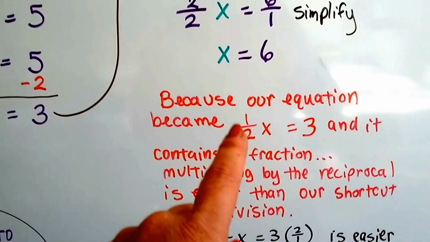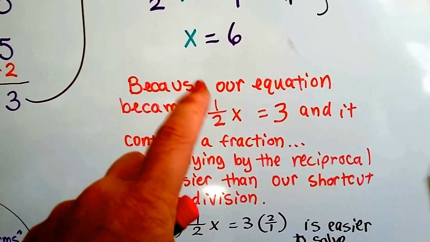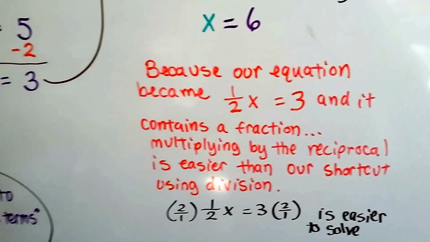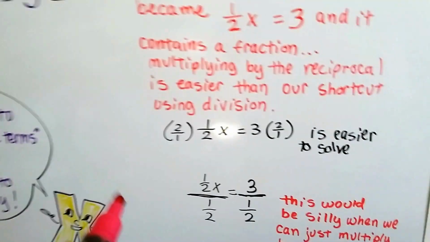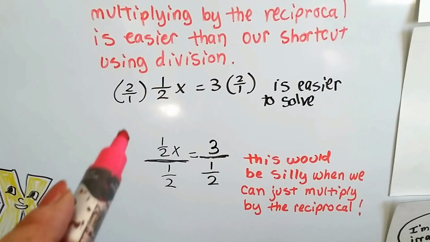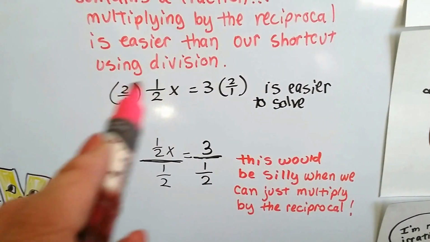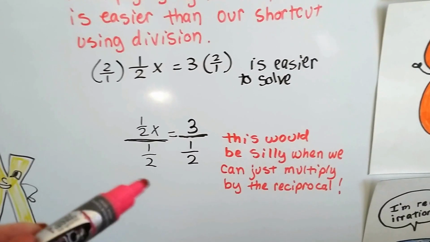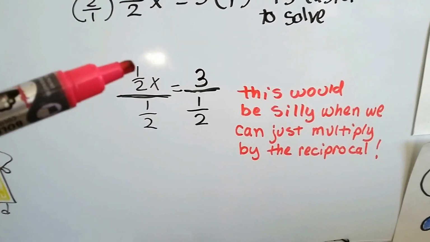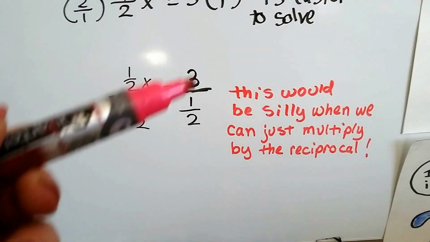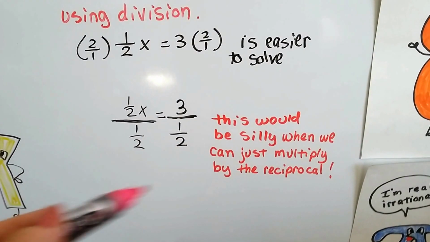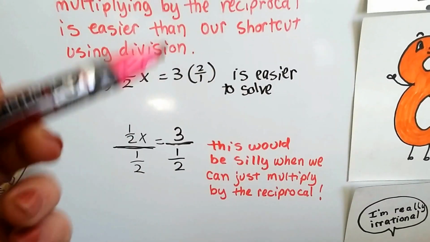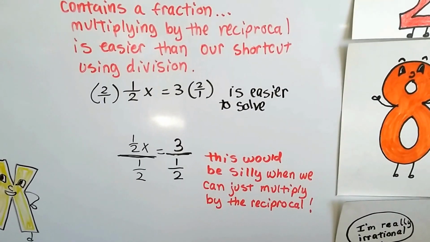Because our equation became 1/2 x equals 3, and it contains this fraction, multiplying by the reciprocal is easier than that shortcut of using division. If we tried to do our shortcut of using division, this is what it is with the fraction. The reciprocal just lets us multiply straight across, doesn't it? That's easy. If we tried to do it with the division, then we'd have half x divided by a half equals 3 divided by a half. That's just silly, isn't it? That's way more difficult than just multiplying straight across. So in this case, it is easier to use the reciprocal, all right?